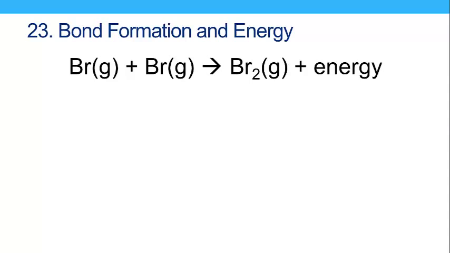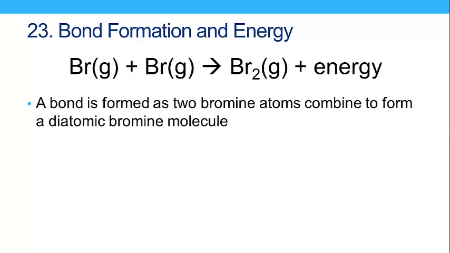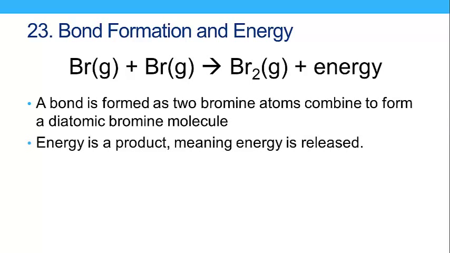So a bromine atom reacts with another bromine atom, and we form a diatomic bromine molecule. We also have energy as a product. So since energy is a product, it's being produced, that means energy is being released. We also know that the formation of a bond is always exothermic. So since all that we're doing is forming a bond from two bromine atoms into a bromine molecule, we know that this is going to be exothermic and energy is released.